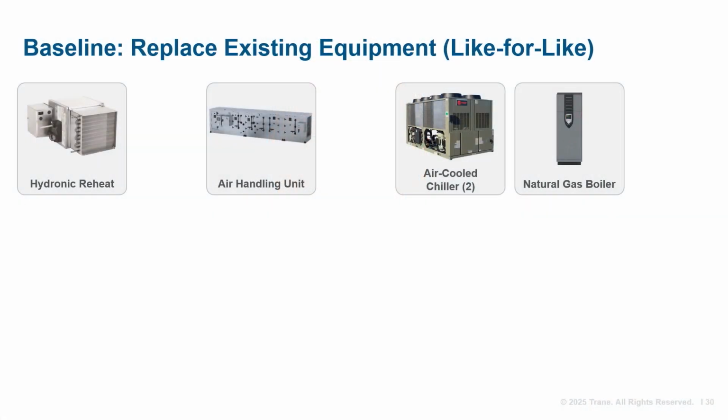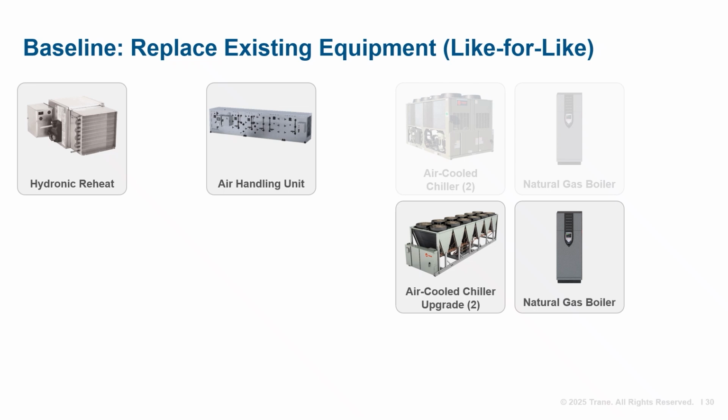The first thing we need to do is establish a baseline for comparison. Now, in this case, some of the equipment will be replaced no matter what. So our baseline is to simply replace equipment like for like. That means we'd install new air-cooled chillers and a new boiler. This baseline does represent a cost, too. There's the cost of new equipment, the cost of removing the old equipment, and the cost of installing the replacement equipment.